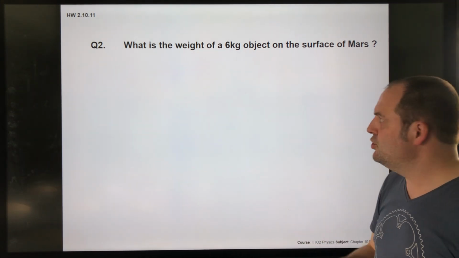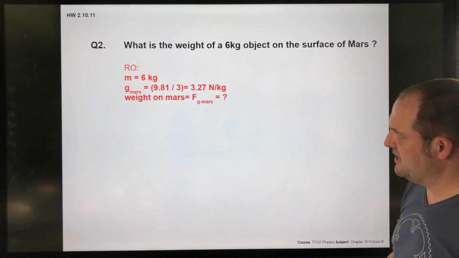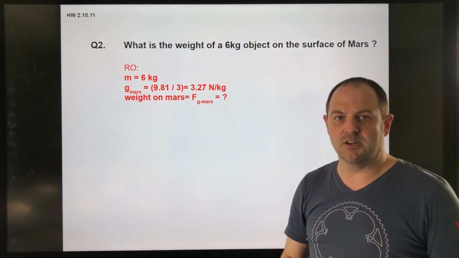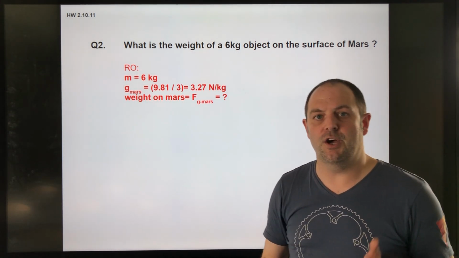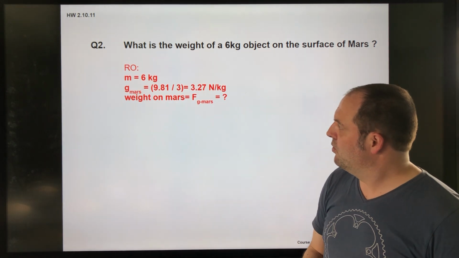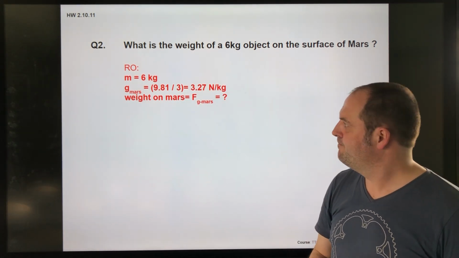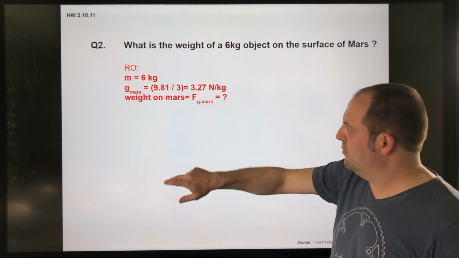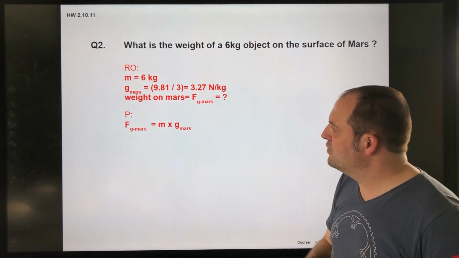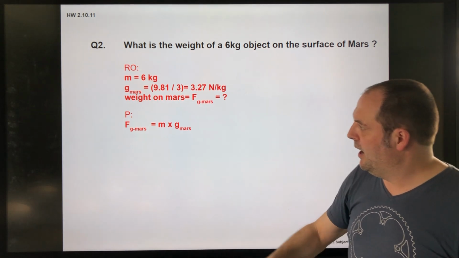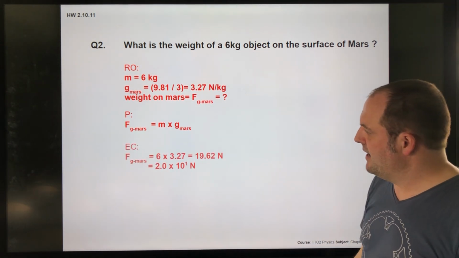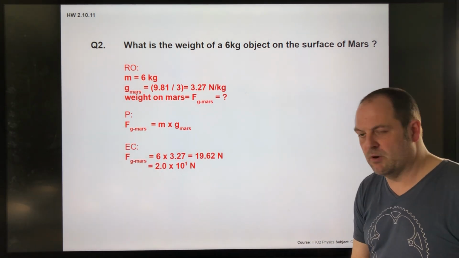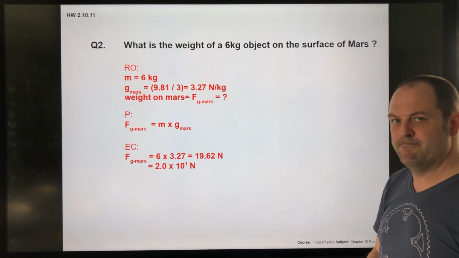So the first thing that you should know is what is the gravitational field strength on Mars? The gravitational field strength on Mars is 1/3 of that here on Earth, so you just divide it by 3. What is the weight on Mars? That is my question mark, so Fg on Mars is my question mark. I rewrote the standard formula a bit because it's on Mars. Fill it in and you get an outcome of approximately 2.0 times 10 to the power of 1 Newton.